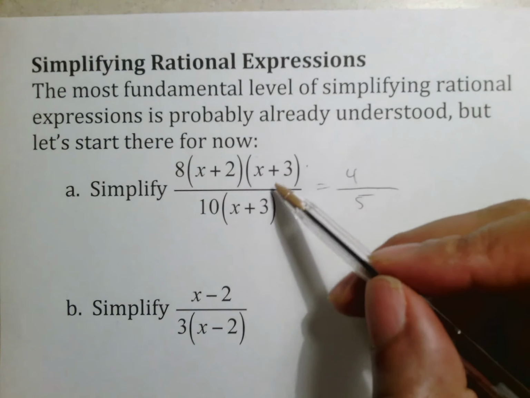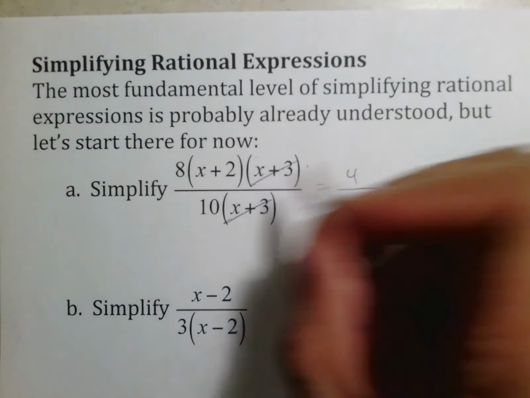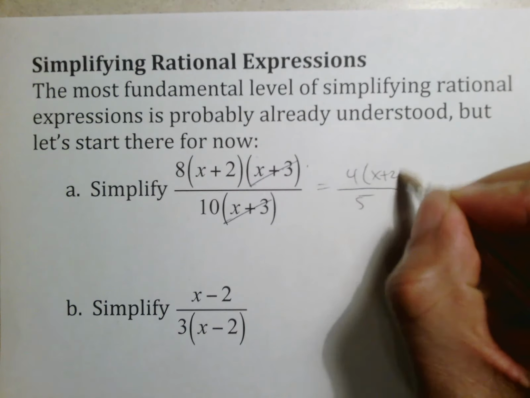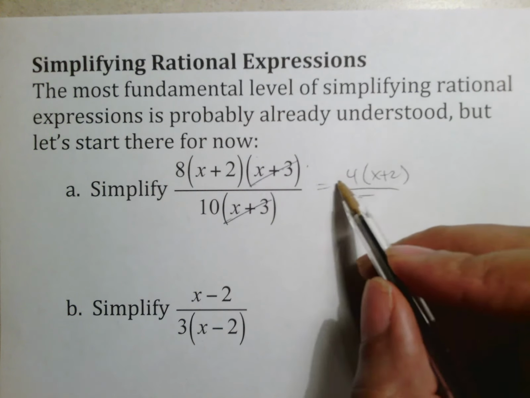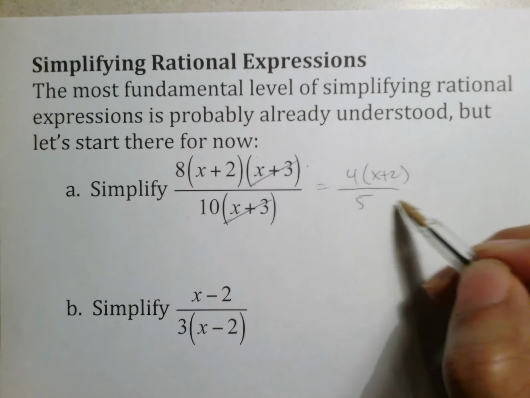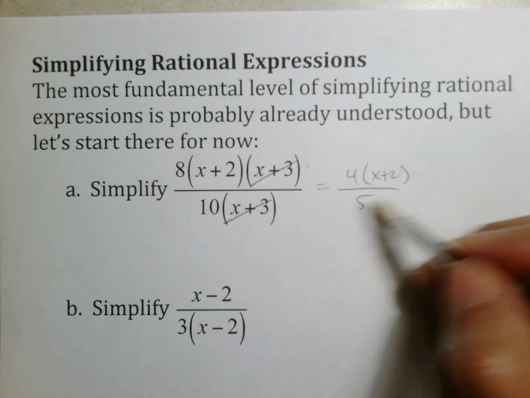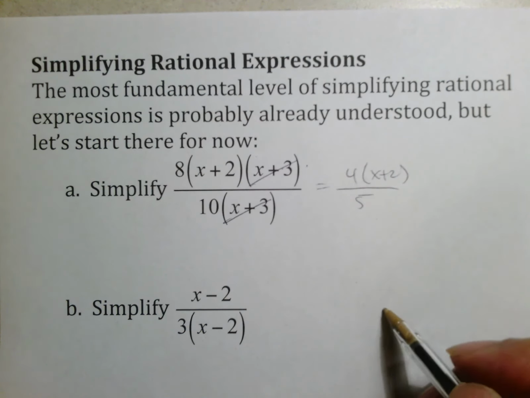The second thing we see is that x plus 3 and x plus 3 are both the same on top and bottom. They cancel out, leaving us just x plus 2, and so you end up with 4 times x plus 2 over 5. I wouldn't worry about simplifying that. If you were taking a multiple choice test, you might need to do 4x plus 8, but for the most part that is simplified. That's as far as you can go.